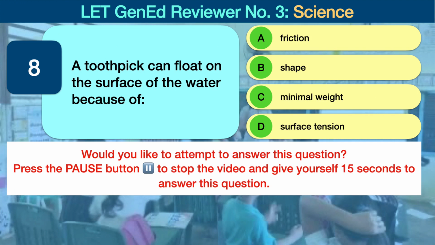Question number 8. Physics. A toothpick can float on the surface of the water because of A. Friction. B. Shape. C. Minimal weight. D. Surface tension.